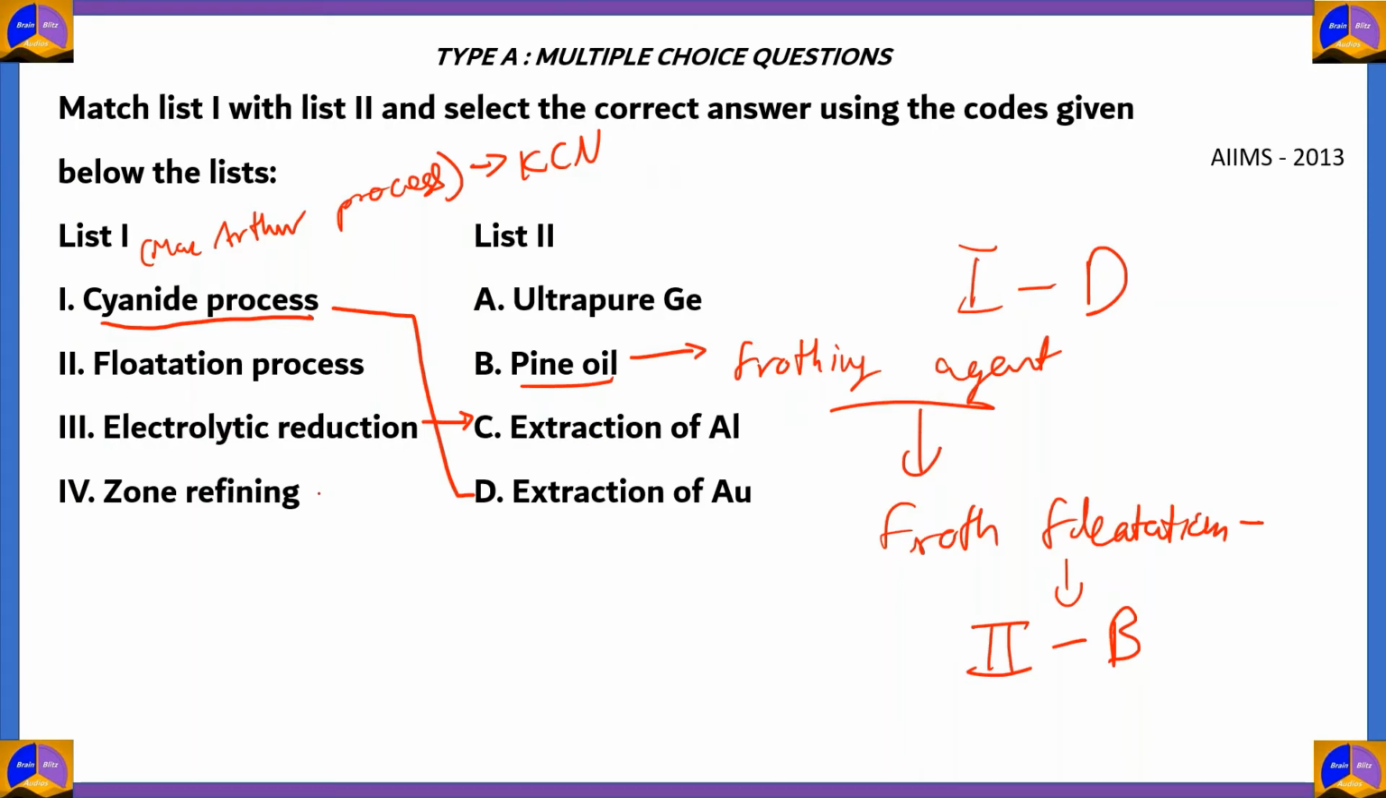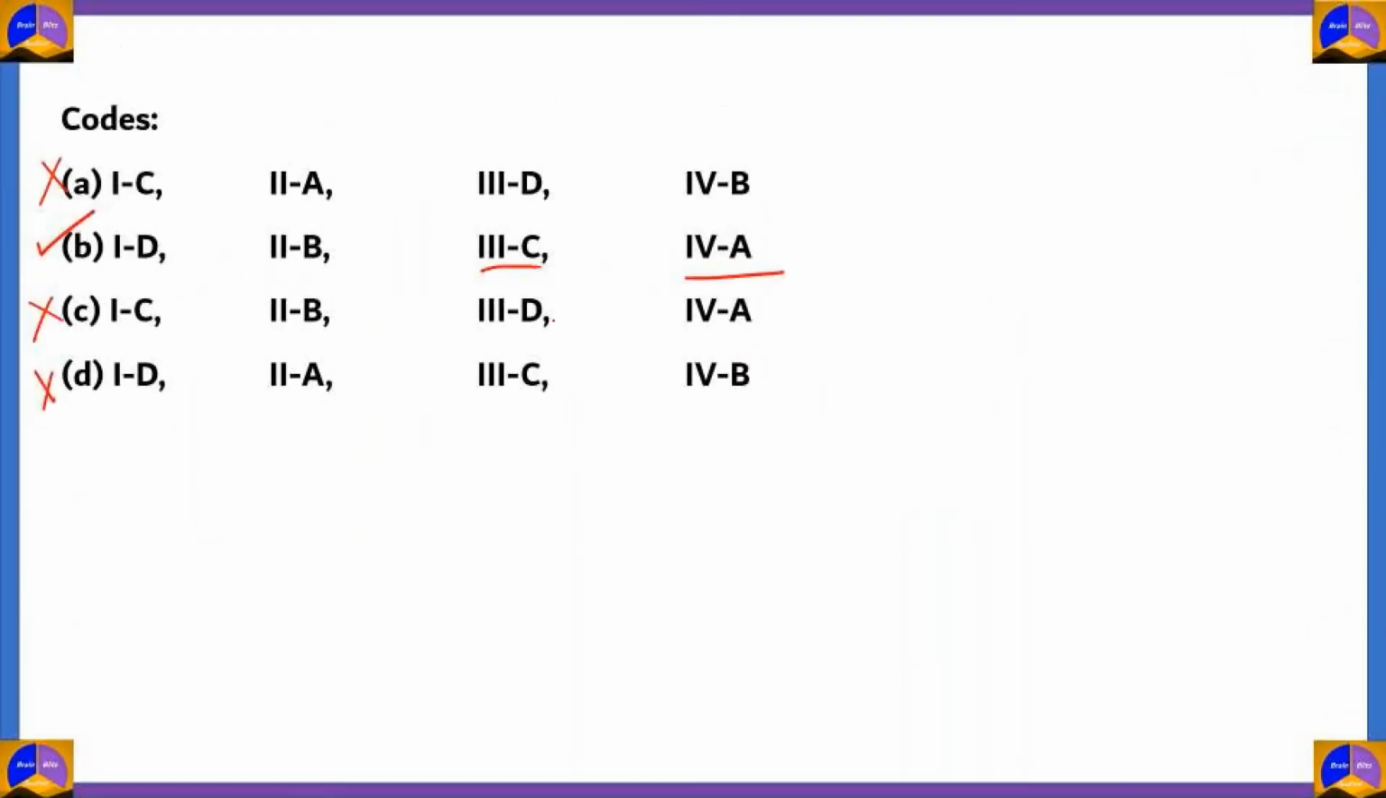And zone refining is used in semiconductors such as silicon and germanium. So therefore, we get ultra pure products in zone refining. So zone refining gives you ultra pure germanium. So 4 matches up with A. So that's why just by analyzing 2 of our options, we got option B as the right option.